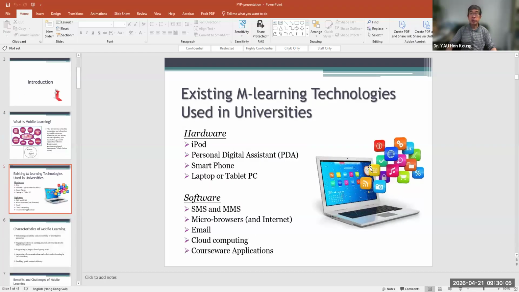So how about the existing mobile learning technology in university, such as hardware, iPod, PDA, smartphone, laptop, software, SMS, MMS, and micro browser, internet, email, cloud computing, Coursera application, even Zoom. Zoom is also very important.